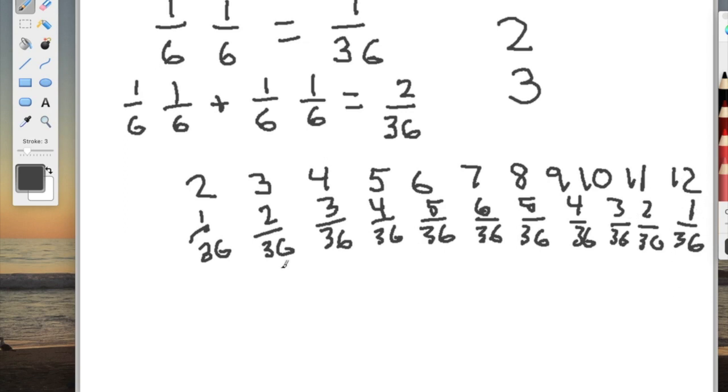If I add all these numbers up, 1 plus 2 is 3, plus 3 is 6, 10, 15, and there'll be 15 on the other side. It's 30, 36 out of 36. I have a 100% chance.